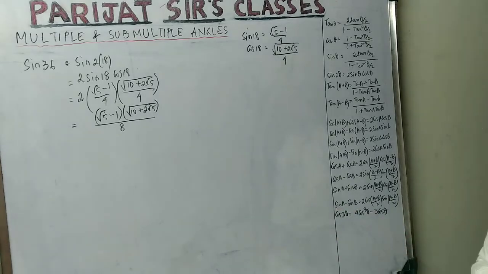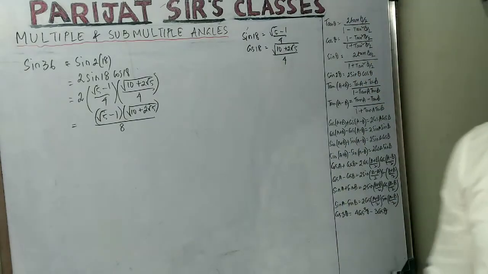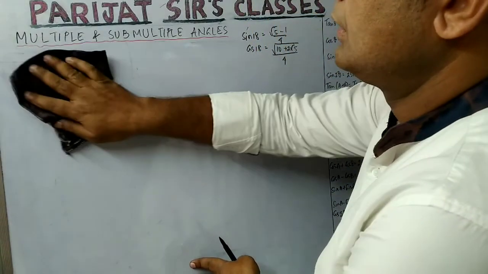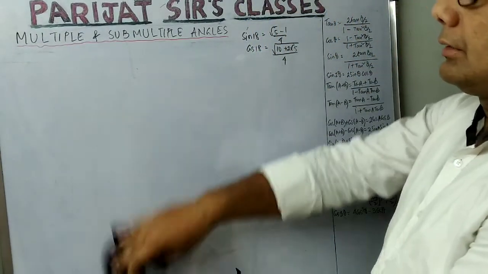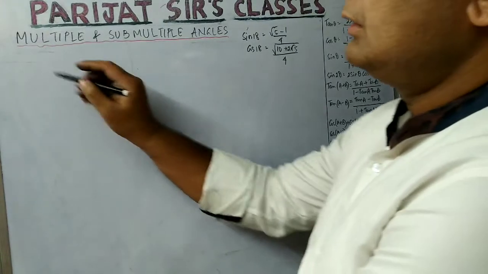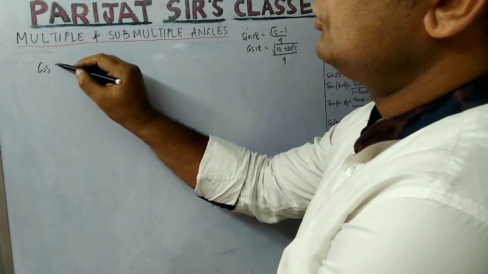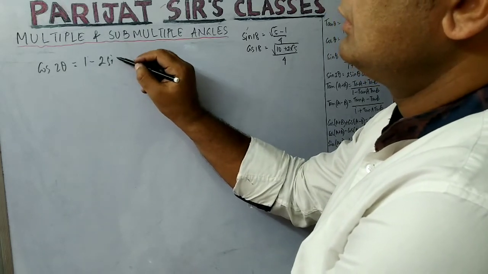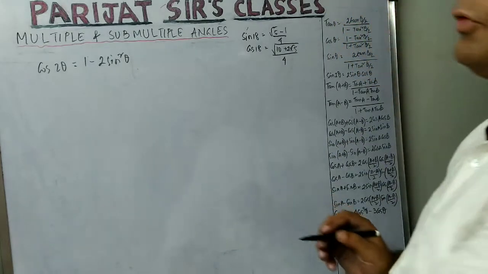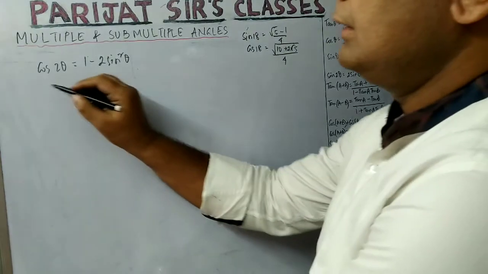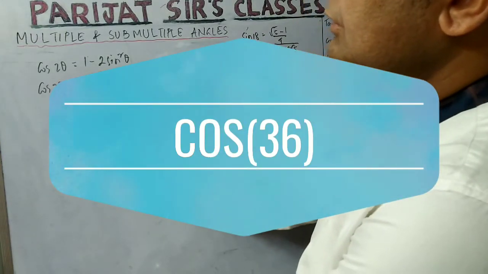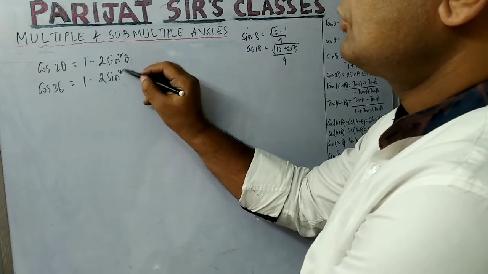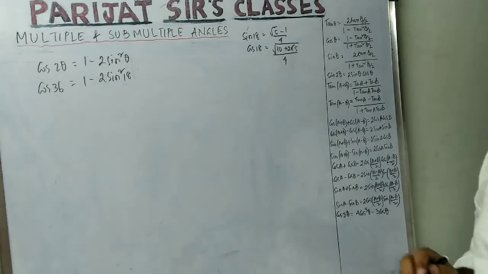Now we can also find the value of sine 36 another way. Just watch how to do that. See, we know a formula that cos 2 theta is 1 minus 2 sine square theta. This is a formula we know. So let's apply. So cos 36 will be 1 minus 2 sine square 18 degree.